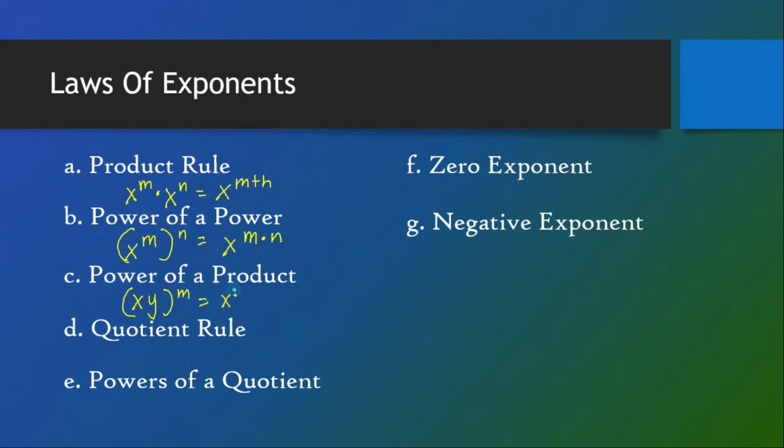Kaya maging x raised to m, y raised to m. Okay, sa quotient rule naman, kabaliktaran to ni product rule. So, meron tayong same base pa rin, pero naka-quotient na siya or naka-divide. X over x, tapos different ang kanyang exponent. Ang gagawin nyo dyan, isusubtract ninyo yung kanyang exponent from numerator to denominator.